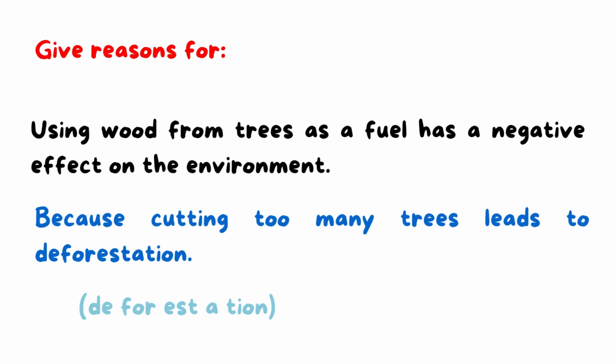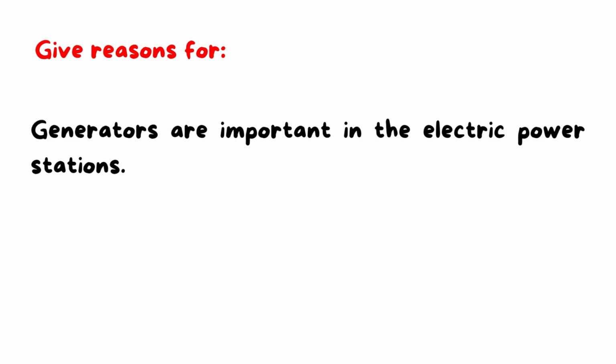We can divide it into syllables as D, E, then we have F, O, R, for, de-for, then we have E, S, T, est, deforest, then we have the long vowel of the letter A, deforesta, then we have the last syllable which is tion, T-I-O-N, pronounced tion, okay?